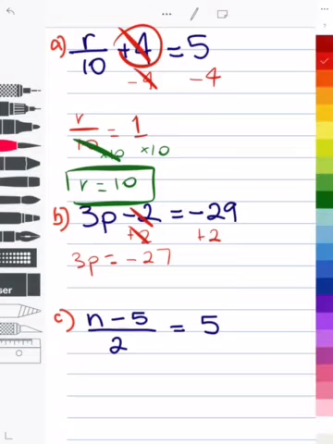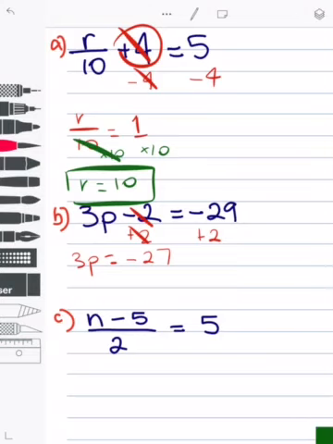Now, p is not by itself. I still got a multiplication of 3 there, so I'm going to divide both sides by 3. I'm left with p equals minus 27 over 3, or divided by 3, which equals minus 9.